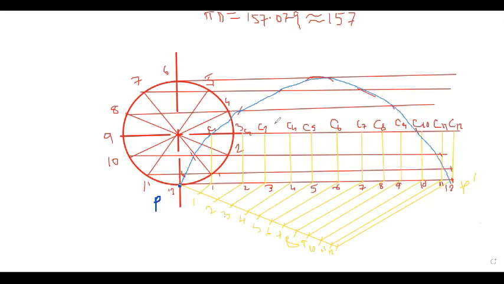The curve will be like this. So this is the cycloidal curve, and this curve must be dark. So we go to the next problem.